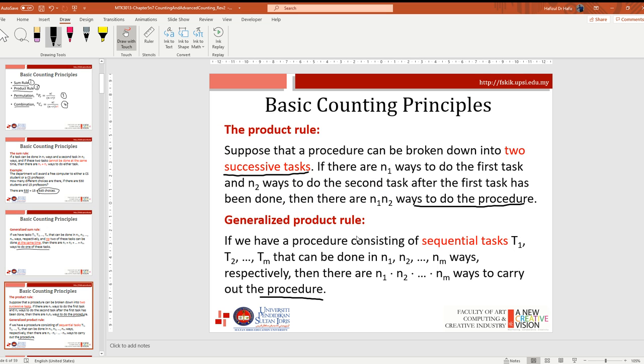Then we have the product rule and the generalized product rule. For the product rule, we break down into two successive tasks. If there are n1 ways to do the first task and n2 ways to do the second task after the first task has been done, then there are n1 times n2 ways to do the procedure. For the generalized rule, we have a procedure consisting of sequential tasks. Sequential means that it is in order.